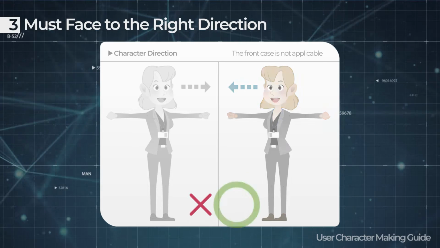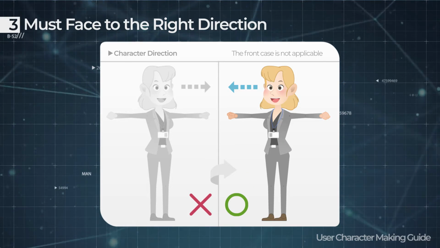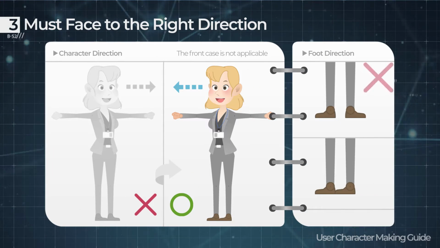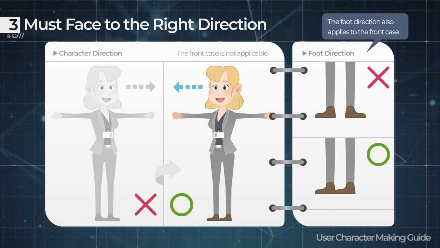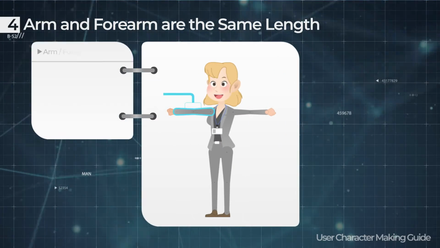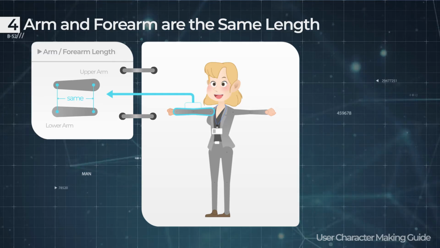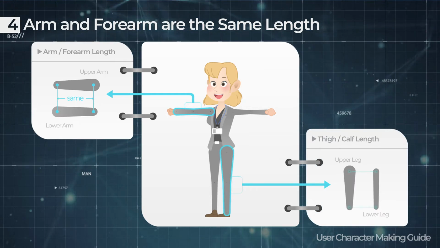If the character is pointing to the left, flip it to the right. If the foot object has a direction, flip it to the right. Forearm and arm must have the same length. Also, the length of thigh and calf must be the same.